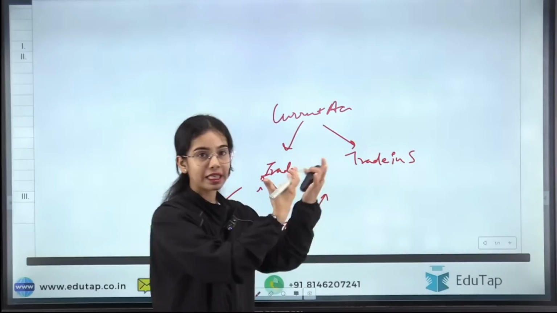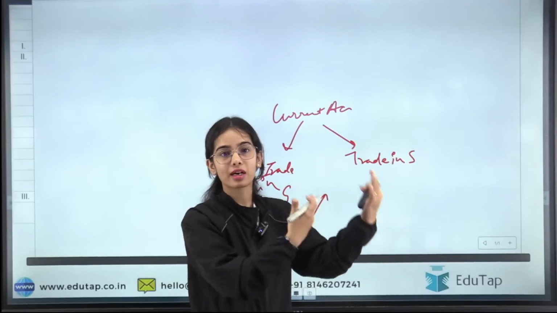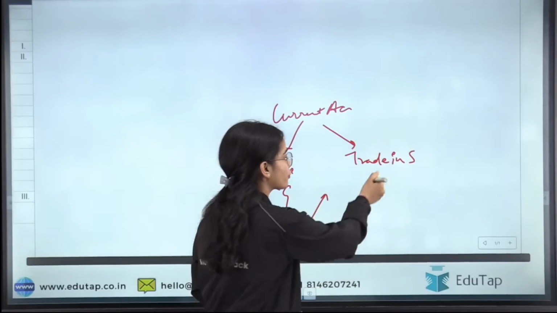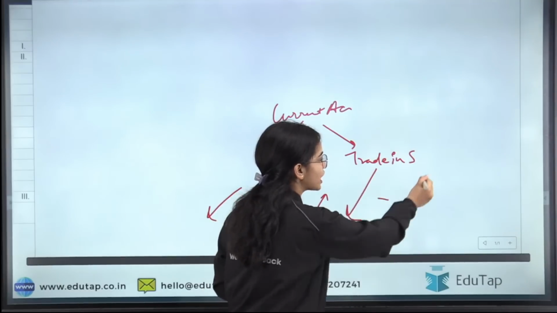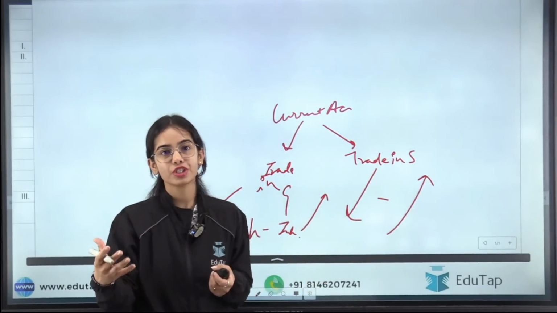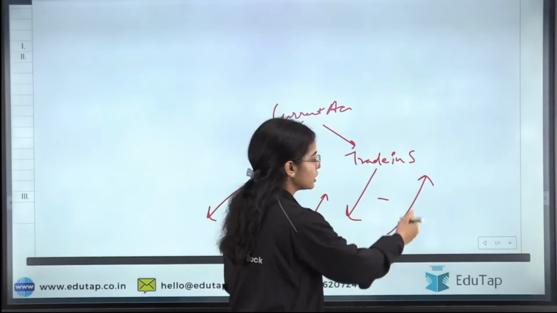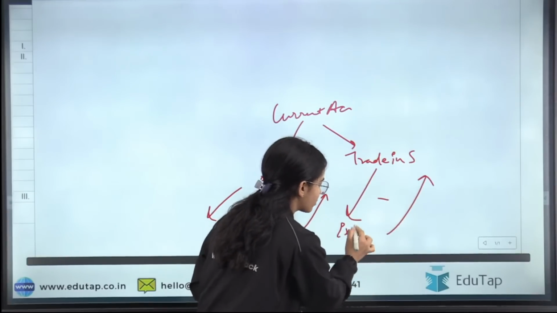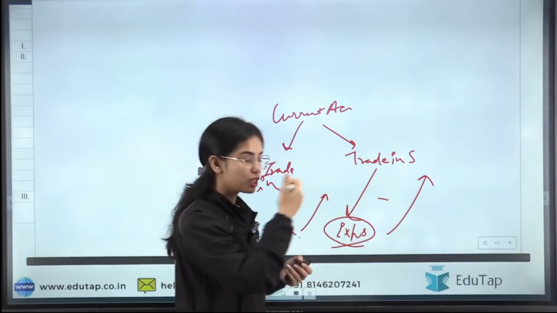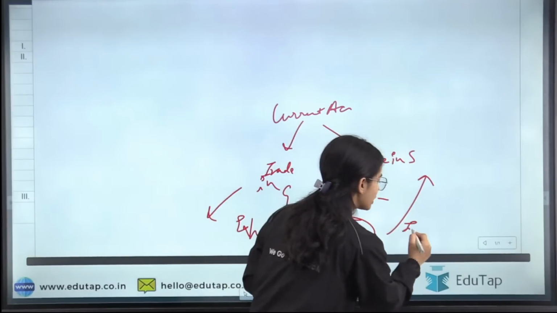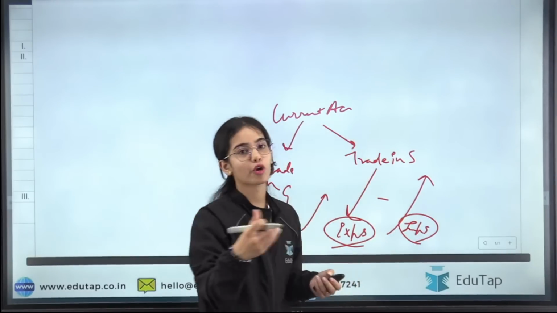So we are providing the services, we are exporting our factor services, non-factor services, for which we are earning the foreign exchange reserves, and we have to pay the foreign exchange reserves also for the import that we are doing. So we are exporting the services for which we are getting the foreign exchange reserves. We are importing the services for which we have to pay the foreign exchange reserves.